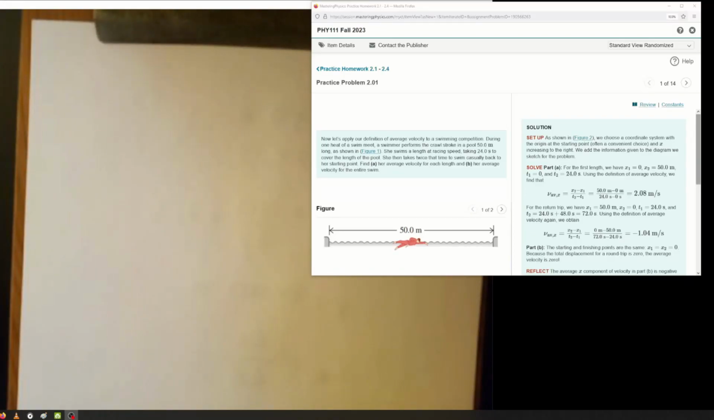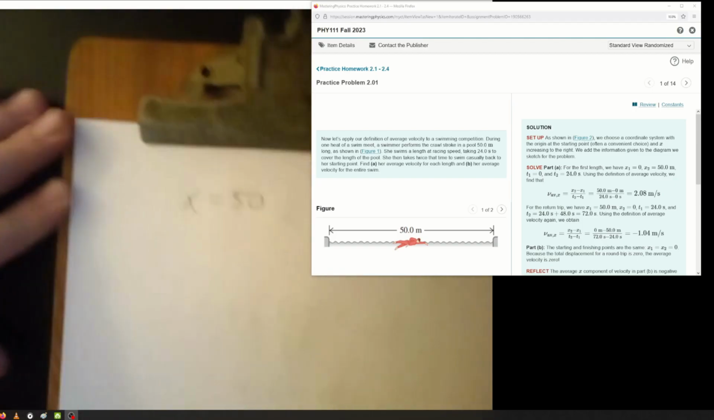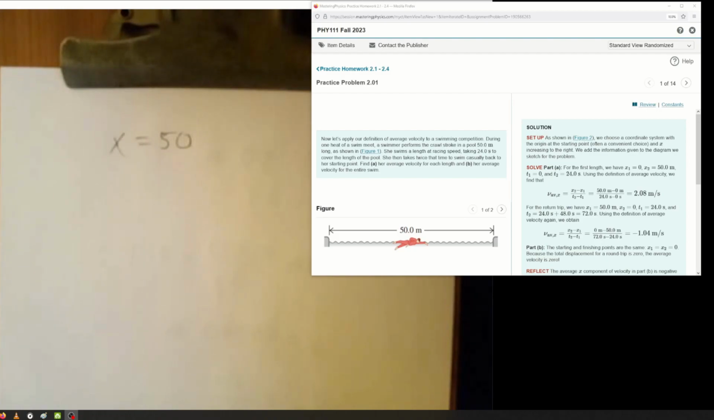All right, so let's check out the homework. Number 1, person swimming in a pool, 50 meters, and probably somewhere there's a time in here. So 50 meters, we know we've got our distance already. And right here we see if she swims a length, it takes 24 seconds. So there's our time.